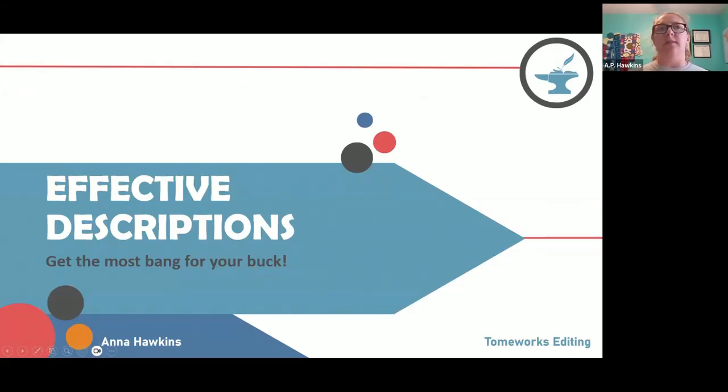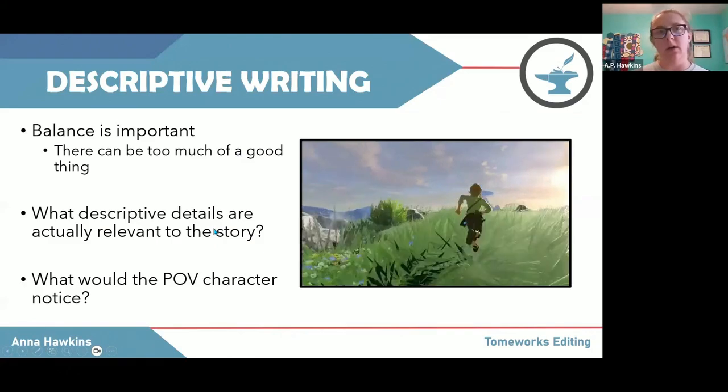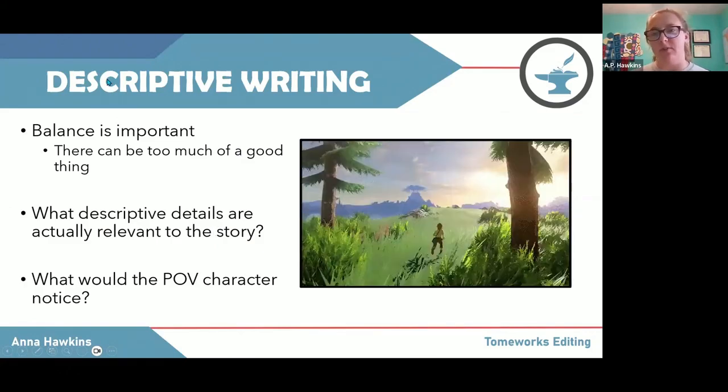All right, so effective descriptions. I mentioned on the previous slide that you want to consider what your character is going to notice about the background of whatever location they're in. We're going to talk about how to make your descriptions more effective, because I love descriptive writing. I really do. I love my worlds to feel lush and lived in and immersive for the reader. But there's a balance you have to strike in order to keep the reader engaged in your story. So like I said, balance is important. You can have too much of a good thing.